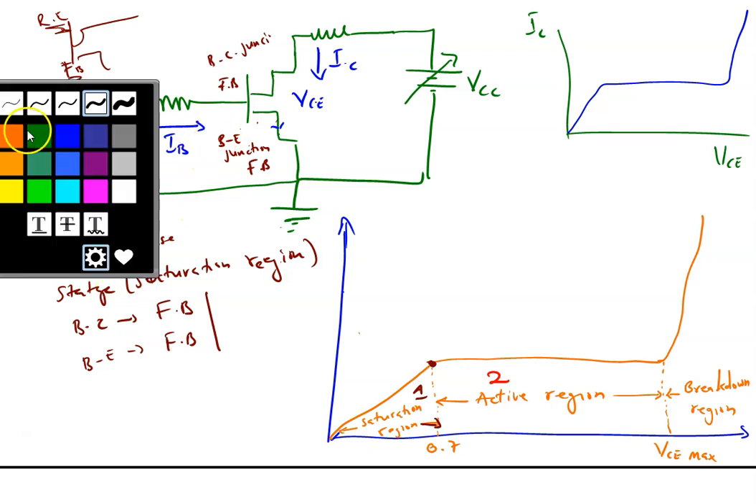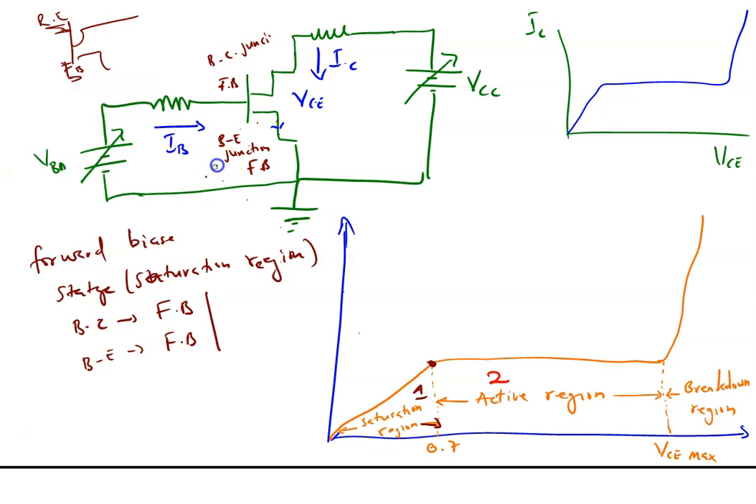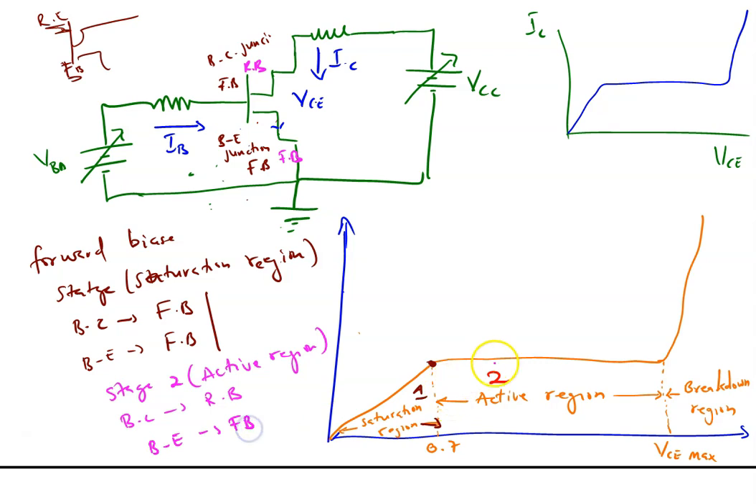But for the second stage, this is reverse biased, while this remains forward biased. So stage 2 is the active region. The BC becomes reverse biased, and the BE remains forward biased. In that case, it conducts and current flows in a steady state.